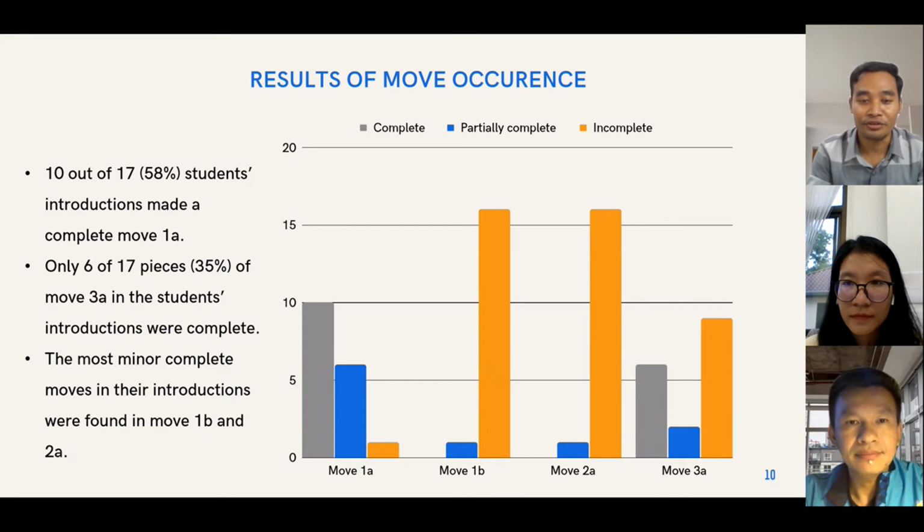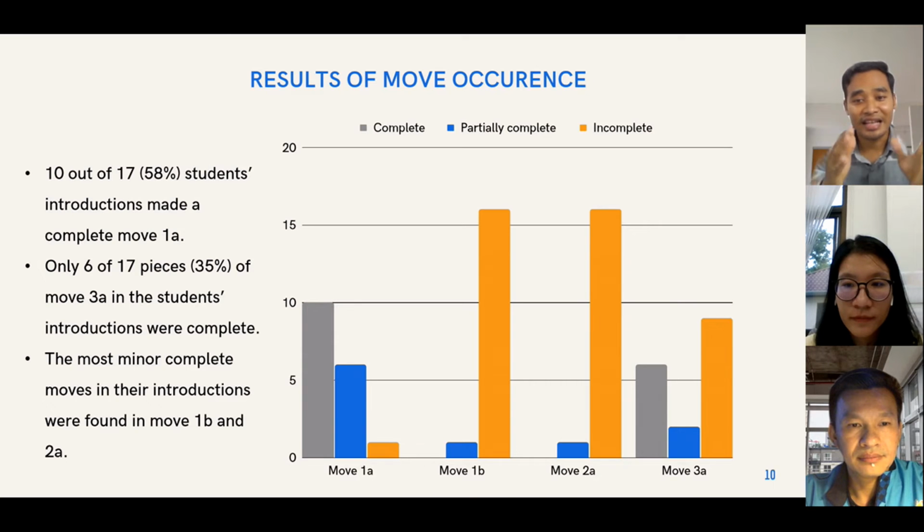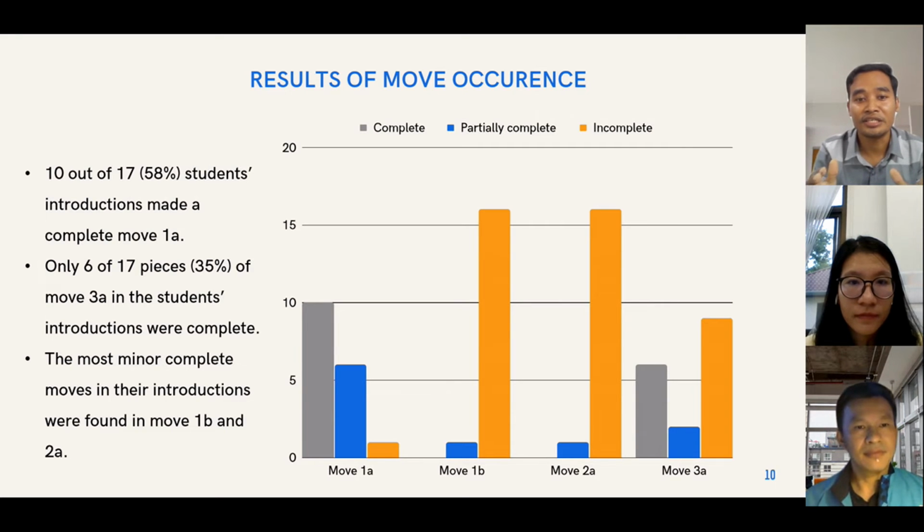According to the figure, the most complete move is Move 1A. This is based on Swales' CARS model. As can be seen, 10 of 17 students' papers, that means 58% of their introductions, made a complete Move 1A. This is slightly over the average percentage of Move 1A completion, to some extent, which still requires some improvement.